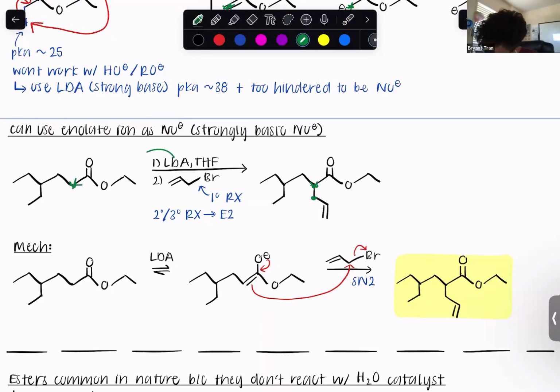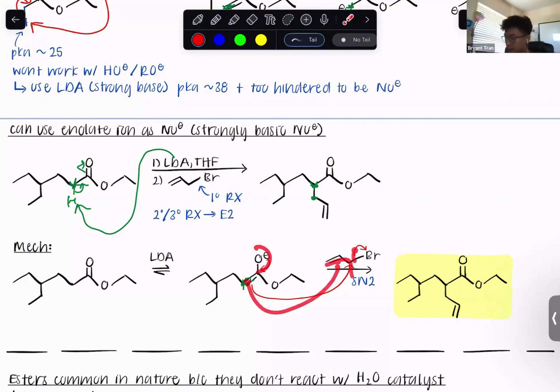Because let's say here the LDA grabs the alpha proton, generates the enolate ion, and then once we have this enolate ion over here, we could reform the carbonyl, have the alpha carbon attack an electrophile, kick out a good leaving group to do SN2, where this could be the star carbon, this could be the dot carbon, and then this right here could be the new bond between the star and dot carbon, like that. Okay?